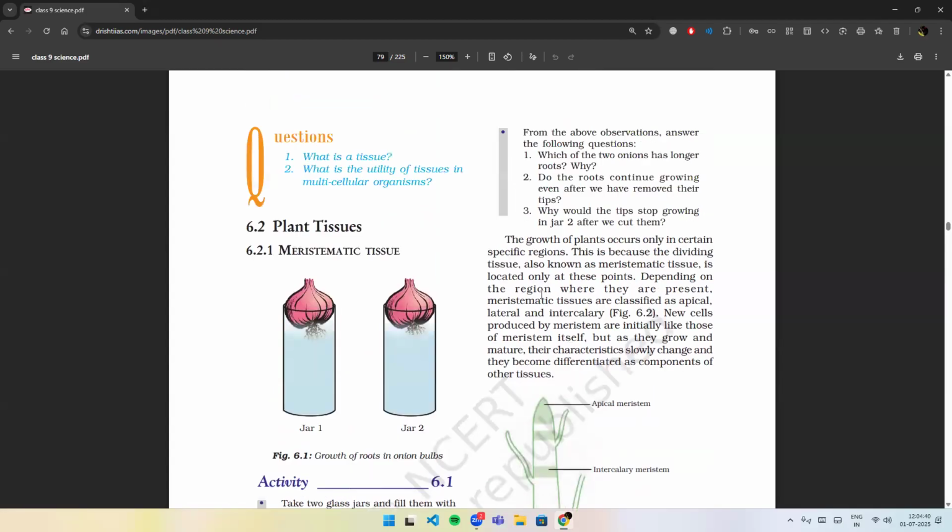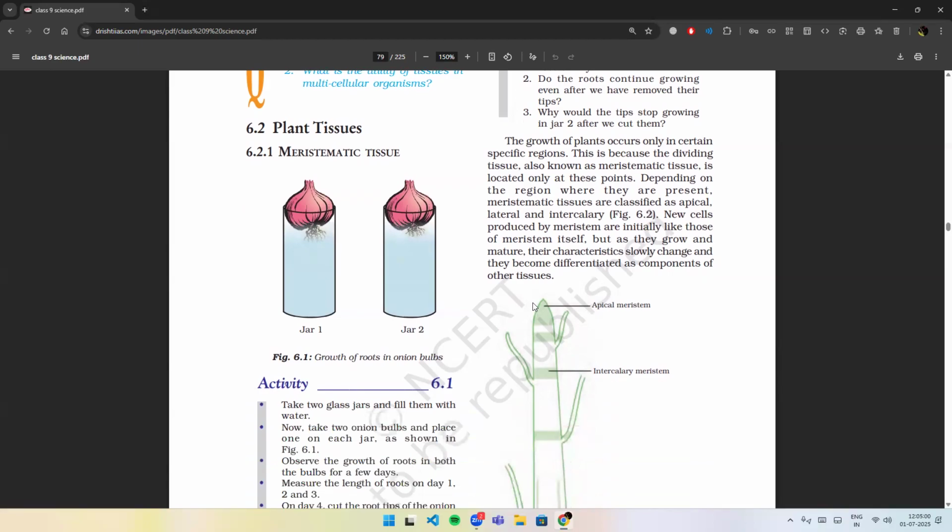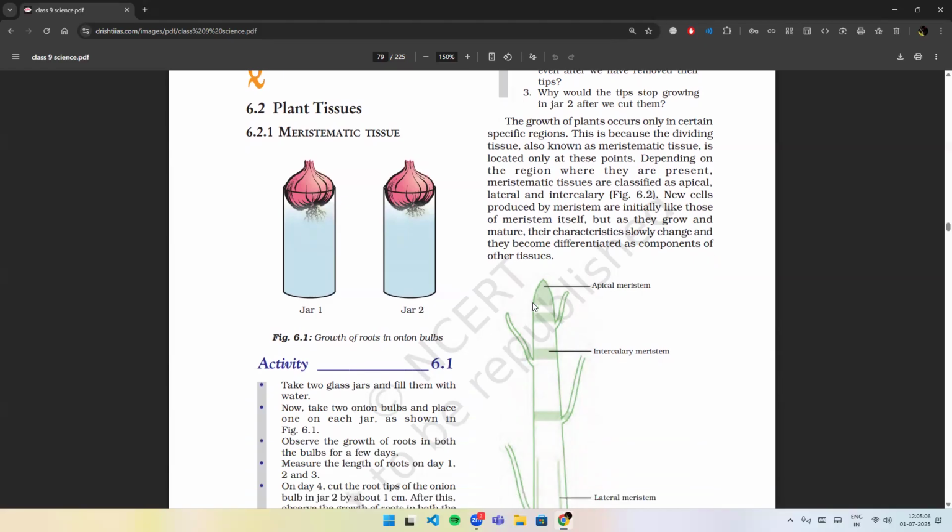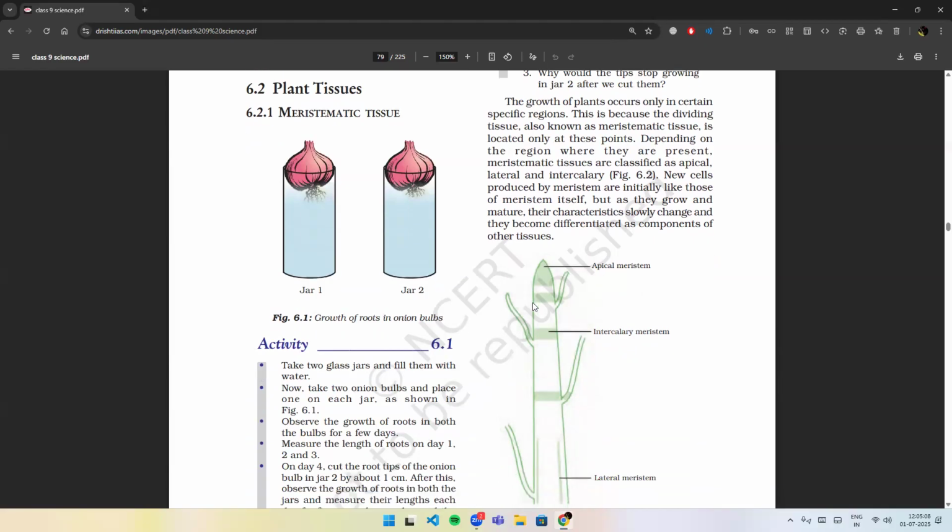From the above observations, answer the following questions. Which of the two onions has longer roots? Why? Do the roots continue growing even after we have removed their tips? Why would the tips stop growing in jar 2 after we cut them? The growth of plants occurs only in certain specific regions. This is because the dividing tissue, also known as meristematic tissue, is located only at these points.